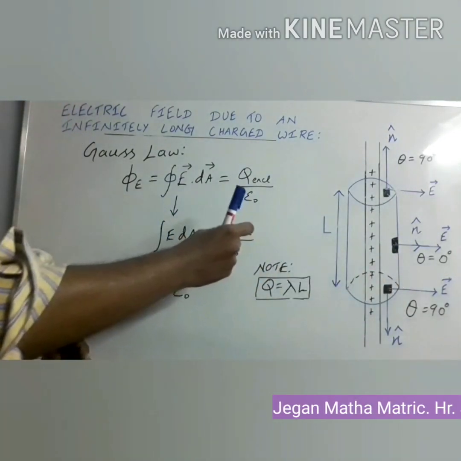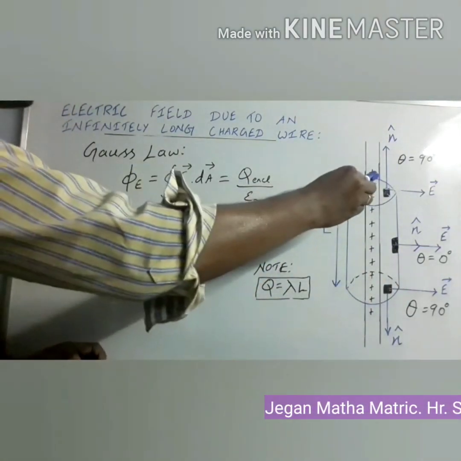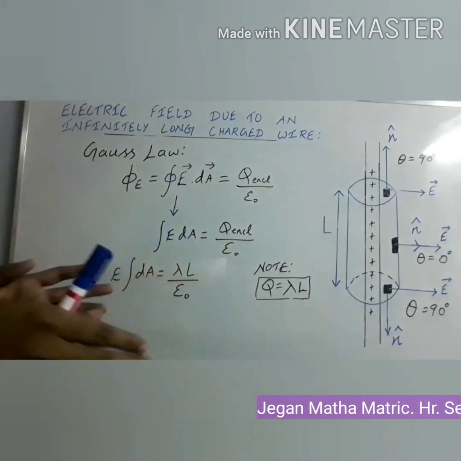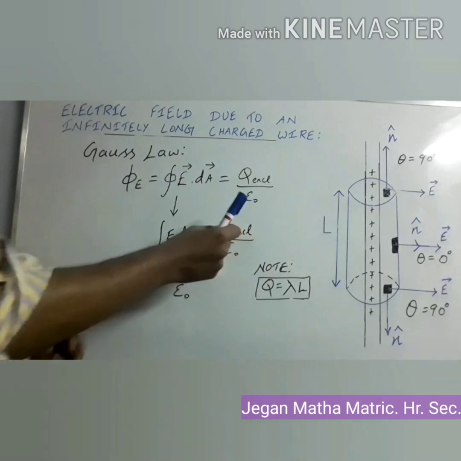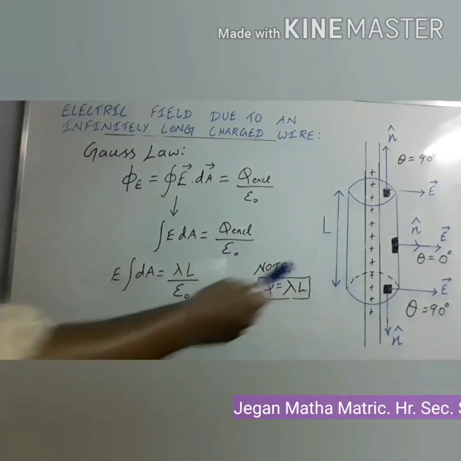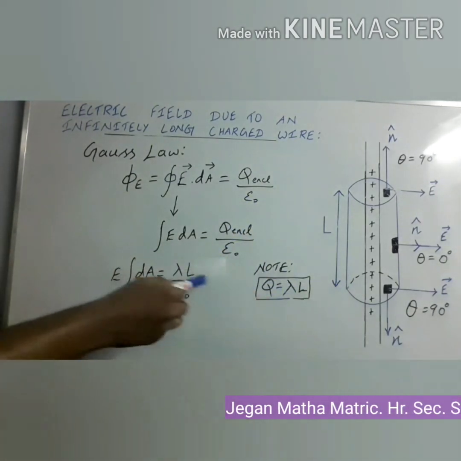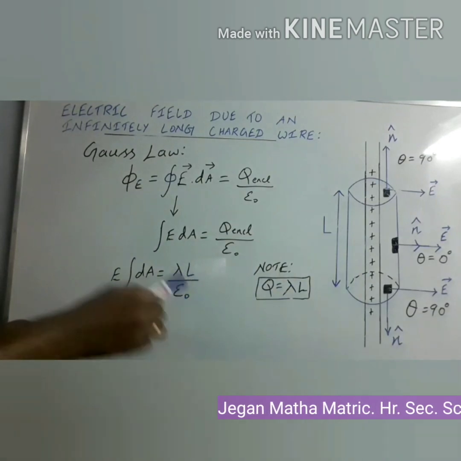That is the statement given in Gauss law. So we should not consider the charges which are outside the Gaussian surface. So the enclosed charge Q is equal to lambda into L, and that can be substituted here. So this expression can be substituted here: lambda L by epsilon naught.